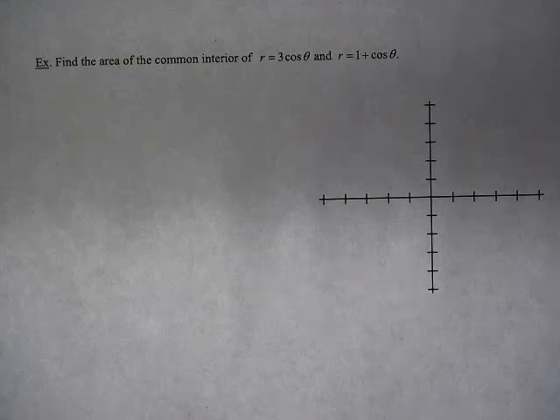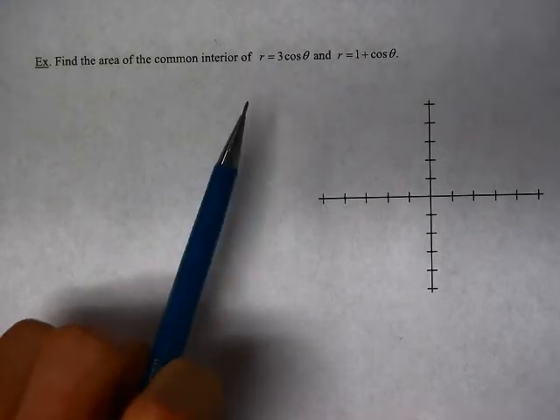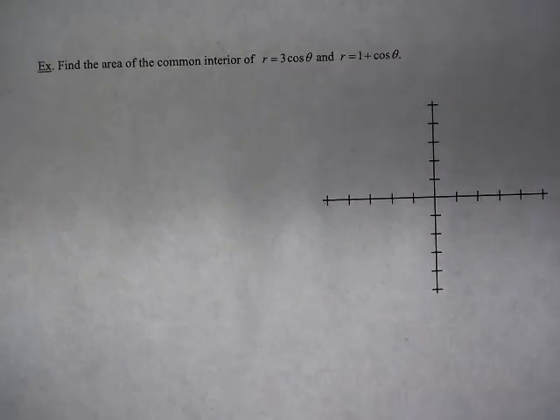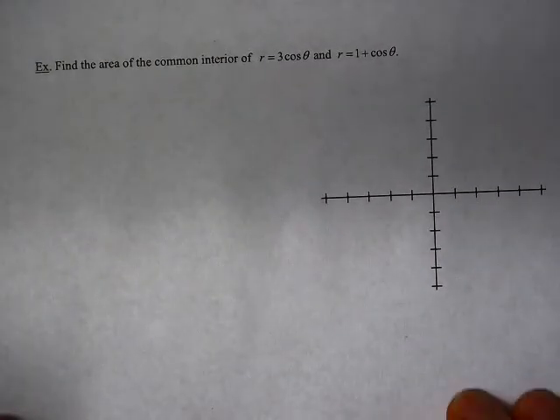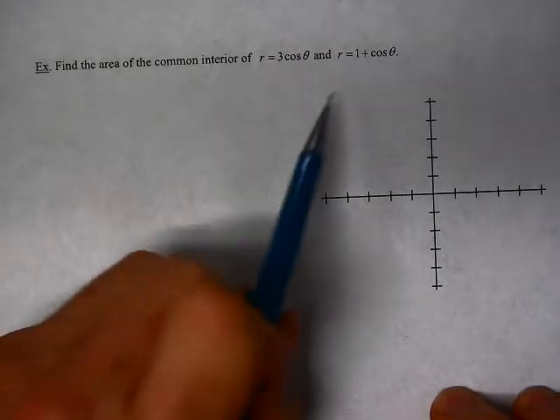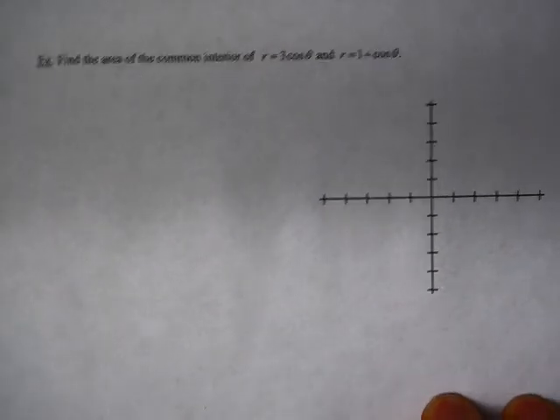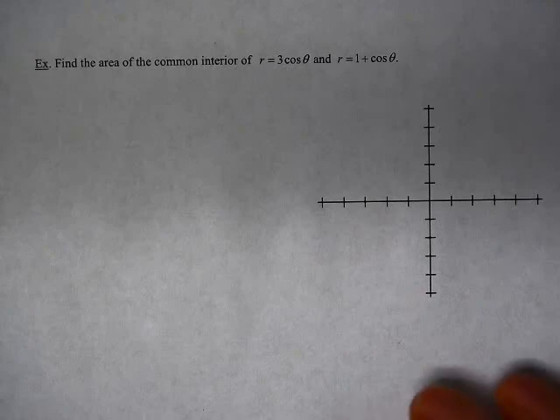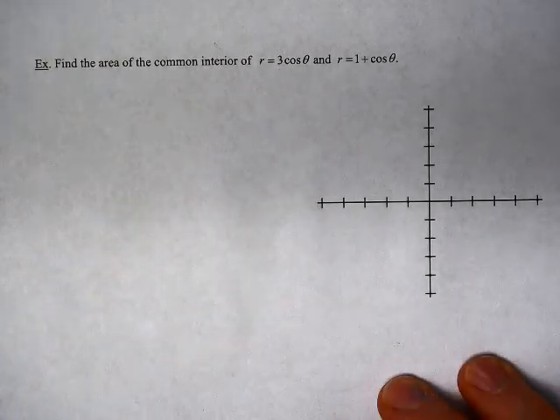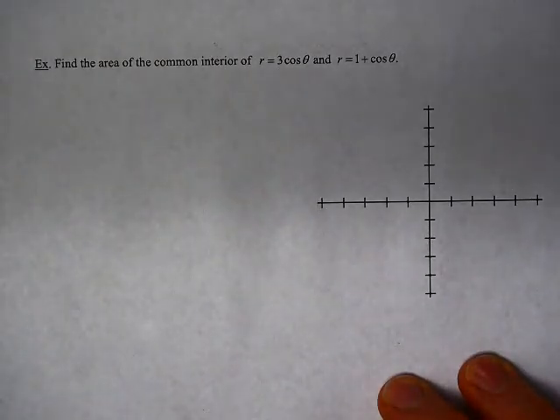Our last example is to find the area of the common interior of these two shapes. So I have r equals 3 cosine theta and r equals 1 plus cosine theta. So again, I'm going to graph these and then we'll take a look at what we're dealing with here with the common interiors. r equals 3 cosine theta is going to be a circle with a diameter of 3.